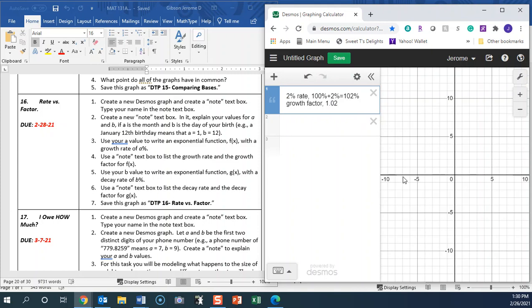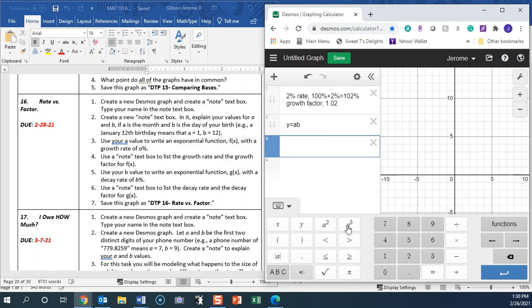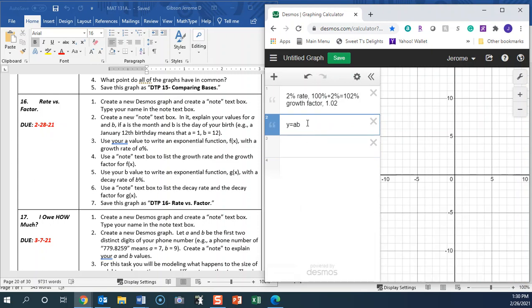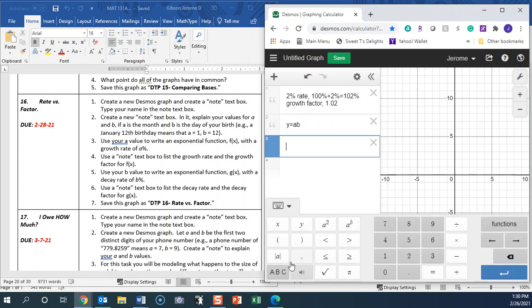So let's look at the general form of the equation when you're using a growth factor. The general form of the equation is y equals AB, and we would take that to the x power.